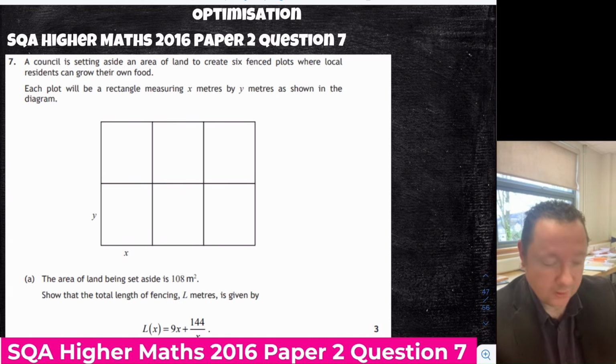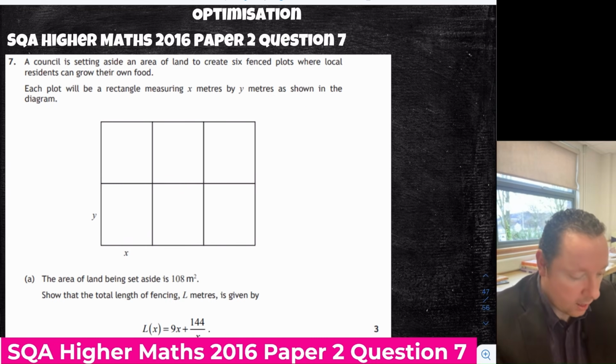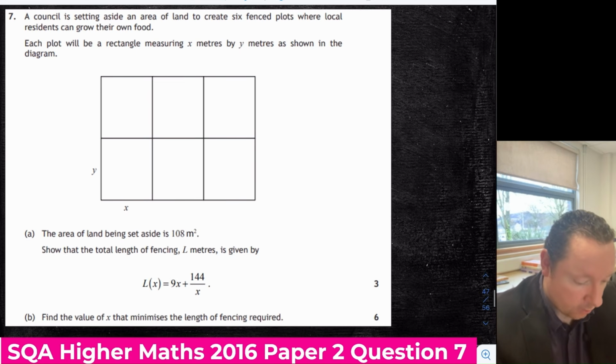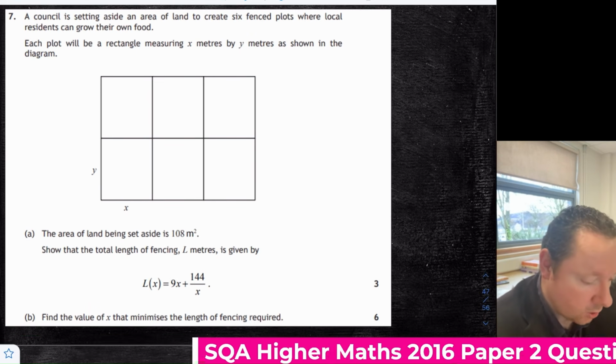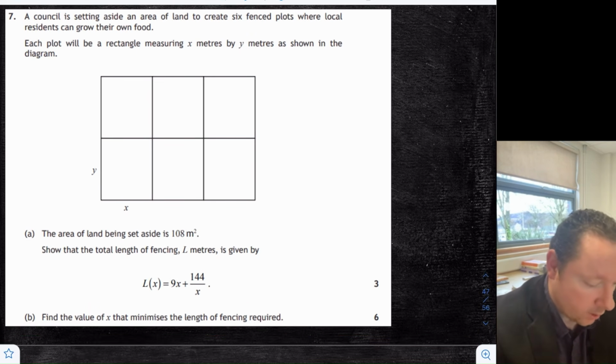Optimisation, SQA Higher Maths 2016, Paper 2, Question 7. It says, a council is setting aside an area of land to create 6 fenced plots. Each plot is a rectangle measuring x by y, and it says the area of land being set aside is 108. Show that the length of fencing is given by this.